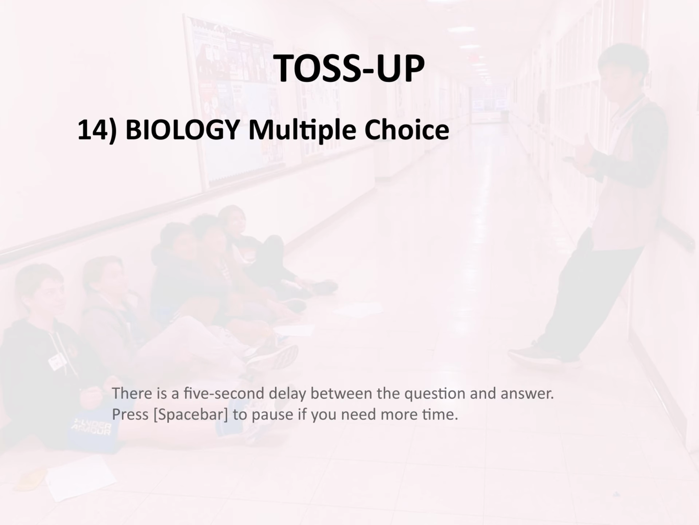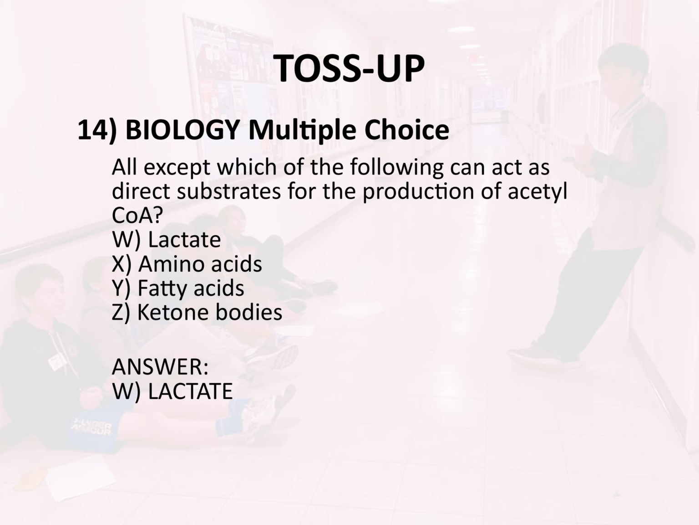Toss-up 14. Biology. Multiple choice. All except which of the following can act as direct substrates for the production of acetyl CoA? W. Lactate. X. Amino acids. Y. Fatty acids. Z. Ketone bodies. Answer: W. Lactate.